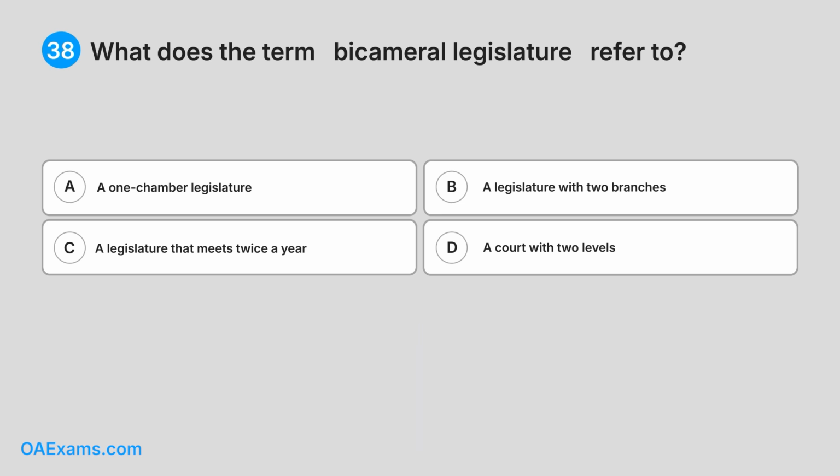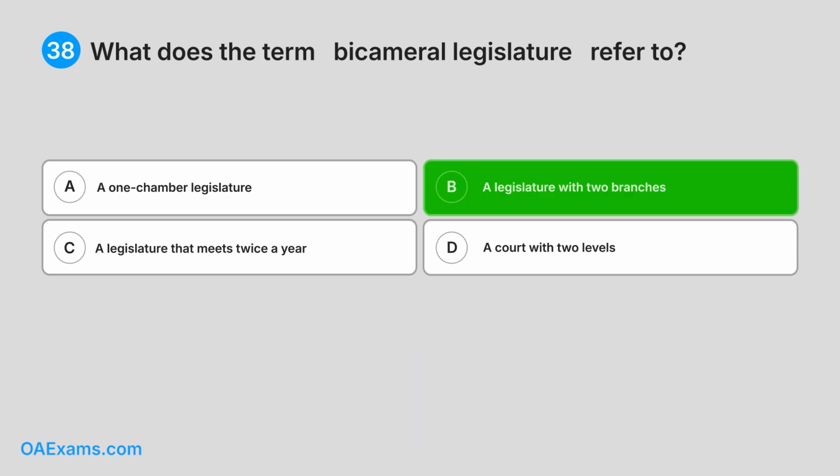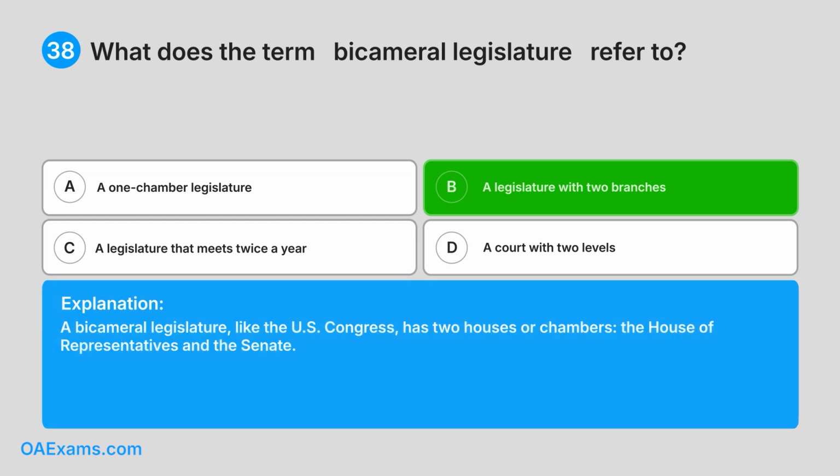Correct answer: B. A legislature with 2 branches. Explanation: A bicameral legislature, like the U.S. Congress, has 2 houses or chambers, the House of Representatives and the Senate.